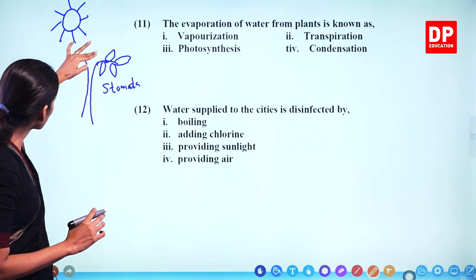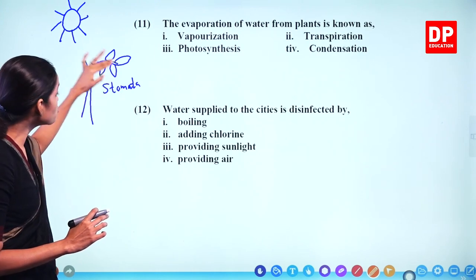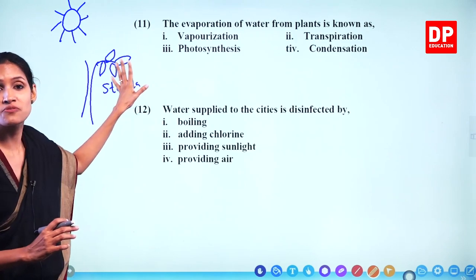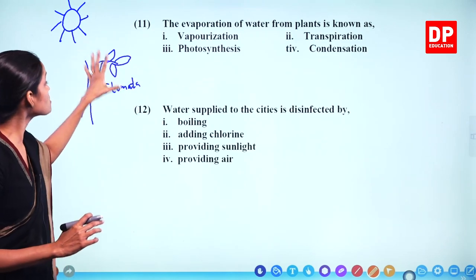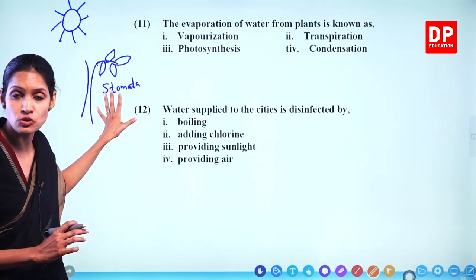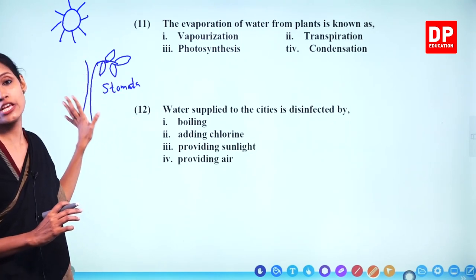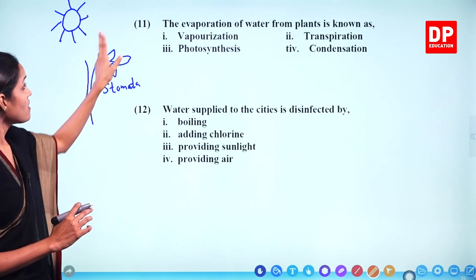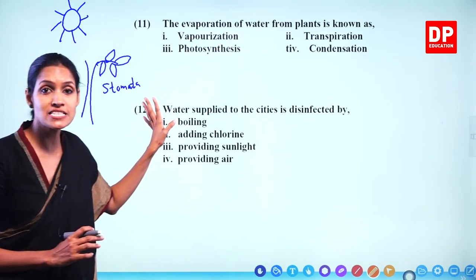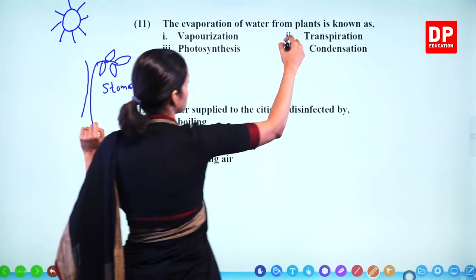And now this water vapor goes out through the stomata. They go out and are added to the atmosphere. This process of loss of water vapor from plants is known as transpiration. The evaporation of water from plants is known as transpiration.